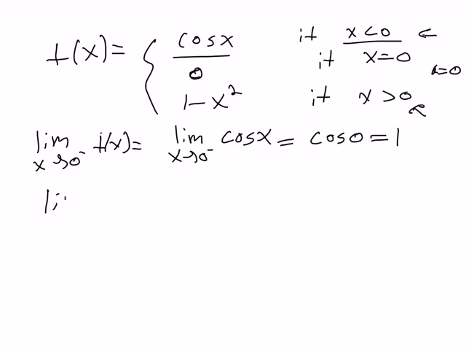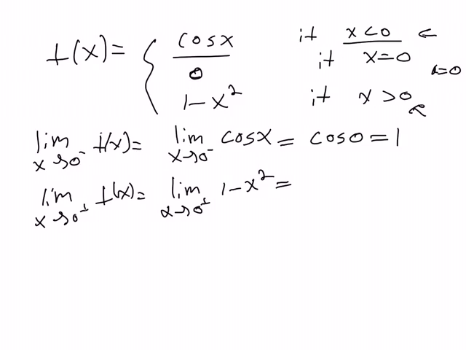Now the limit as x approaches 0 from the right of f of x is equal to the limit as x approaches 0 from the right of 1 minus x squared, which is equal to, because we're dealing with a polynomial, 1 minus 0 squared, which is equal to 1.